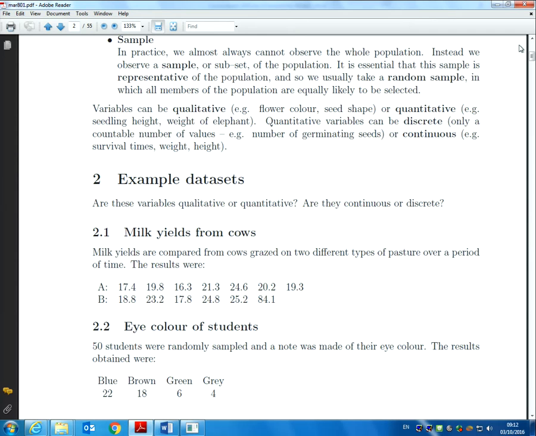Now, does anyone know why it's very useful to actually classify your data as a certain type? Okay, why is it useful? If you're analysing your marine science data, why would it be useful to classify your data as quantitative or qualitative? Does anyone know? Can anyone guess?